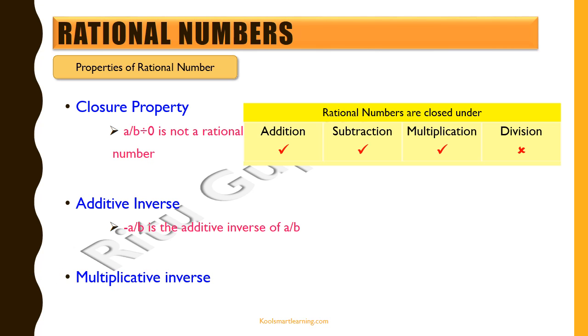Multiplicative inverse. What is multiplicative inverse? Multiplicative inverse is the number which, when multiplied by the given number, will result in a 1. So we can clearly say that a by b, when multiplied by b by a, will result in a 1. So b by a will be the multiplicative inverse of a by b. So we can say that the multiplicative inverse of any rational number would be its numerator and denominator switching places with each other.